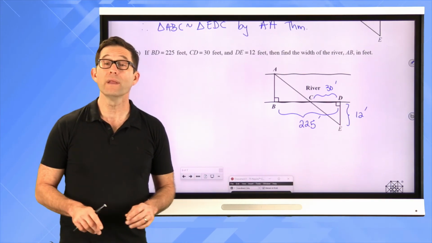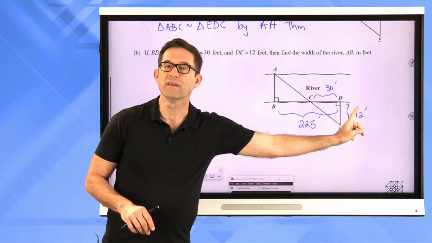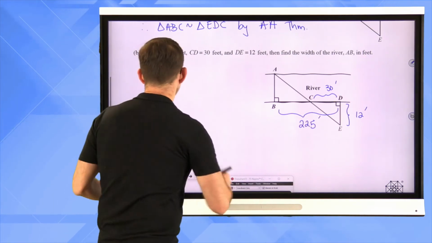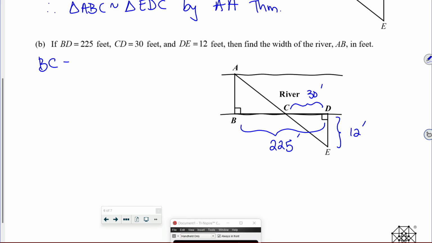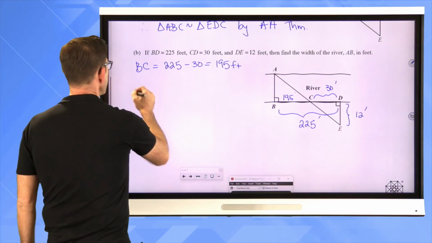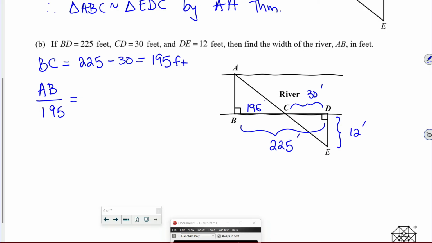All right, well, what I really need is some measurements along triangle ABC. And I do know that BD is 225. I really need BC, right? So the first thing I want is the length of BC, and that's easy enough. BC is going to be 225 minus 30, which is going to be 195 feet. All right, so this just here is 195, okay? So now what I can do is I can say that AB divided by that 195 is equal to 12 divided by 30.